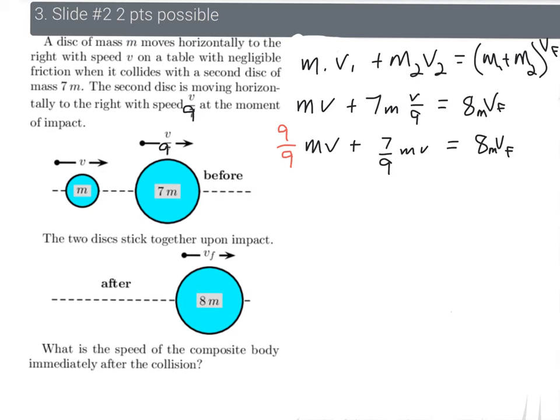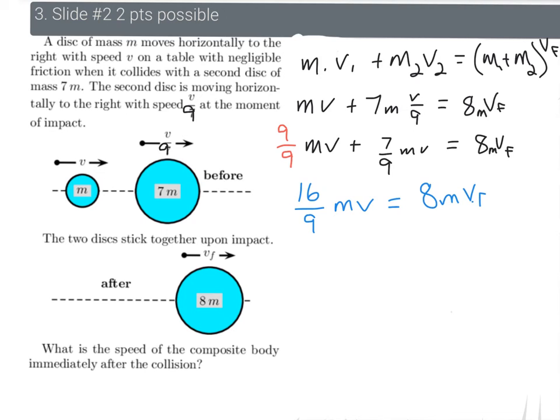So when we add our fractions, we're going to get 16 on top. The denominator of 9 on bottom remains the same. And then we just have mv, so that's a lot cleaner. And then I have 8 mvf on the right side.